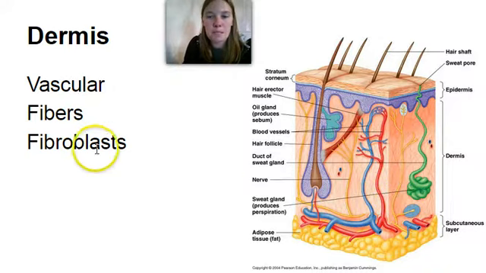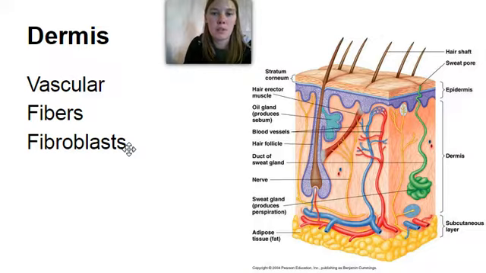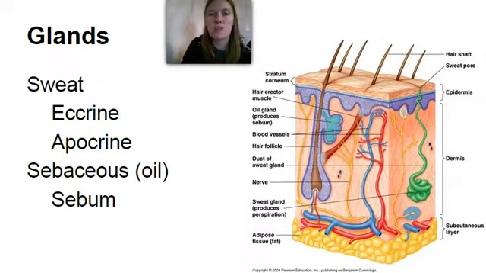These fibroblasts are actually cells that create the fibers that will supply the dermis with their collagen fibers and elastic fibers. So let's talk about glands. There are two main types of glands within our skin. We have sweat glands and sebaceous, also known as oil glands. There are two types of sweat glands.